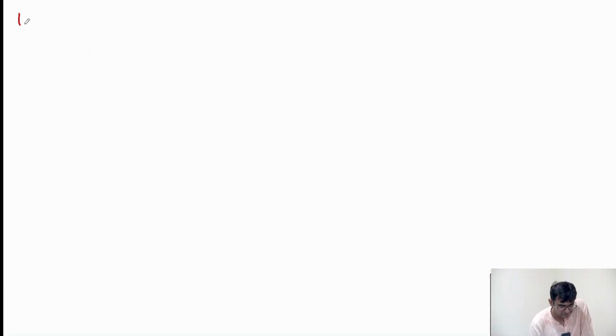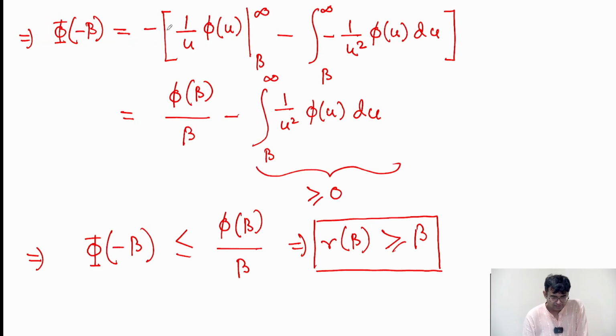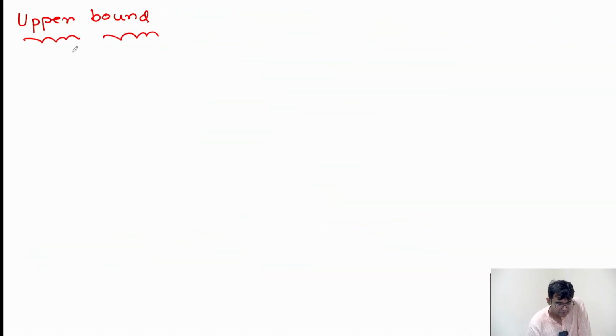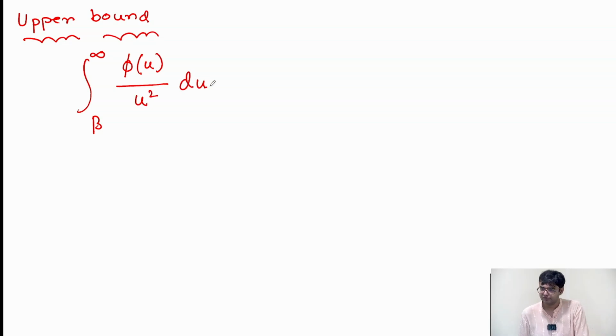So the upper bound, and this is now new. The other part I gave some hint last time, although I did not derive it. This one I did not discuss. So let us consider this second term, okay? The second term is the integration from beta to infinity of phi of u divided by u square du, okay, right?